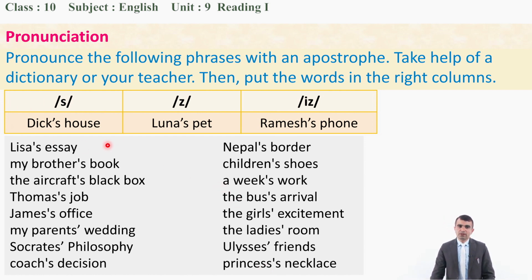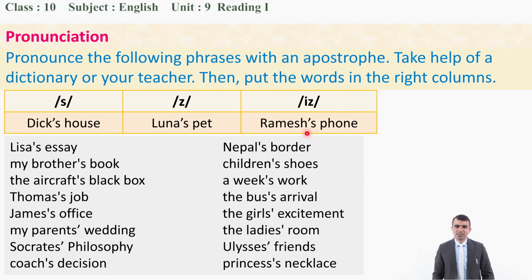Now, in the example also, three are given: Dick's house, Luna's pet, Ramesh's phone. Here, in Dick's house, the s sound is realized. In Luna's pet, the z sound is realized in the apostrophe s. And here, Ramesh's phone, the iz sound is realized. In the same way, you might have marked where each phrase goes. Which column does each phrase go to? Have you marked?